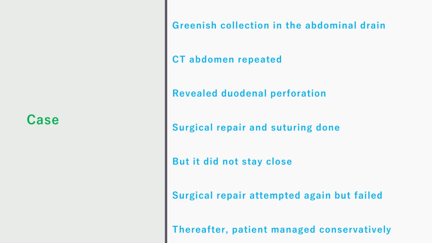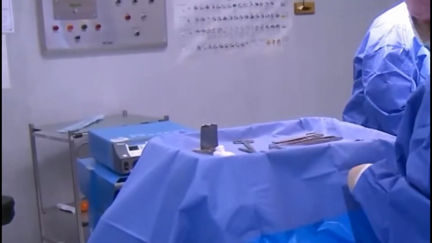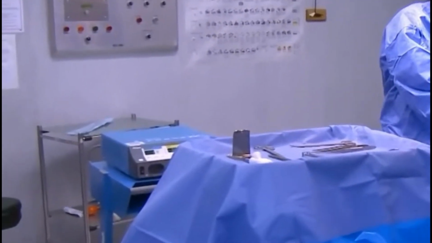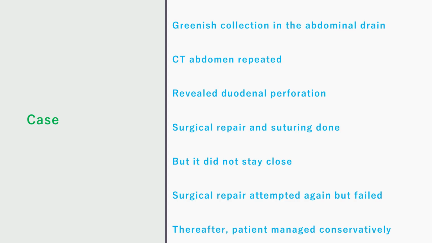Based on this new observation, we did a CT abdomen again with contrast and it revealed duodenal perforation in the third part of the duodenum. Surgical repair of the perforation was done. Surgeons sutured the perforation. But it did not stay closed and abdominal drain output continued to increase over the next 48 hours. Surgical repair was attempted again with an omental patch, but again the perforation did not stay closed. Thereafter, the patient was managed conservatively as he developed a controlled fistula and was fed through a jejunostomy feeding tube. Later, the patient preferred to go to his home country with the abdominal drain and feeding jejunostomy in place for further management.